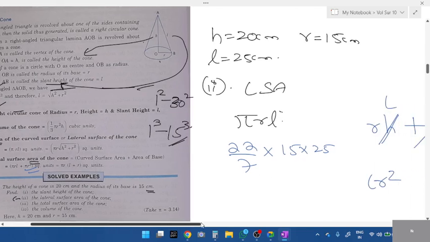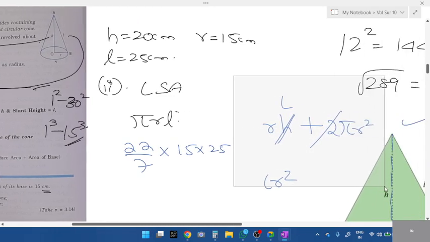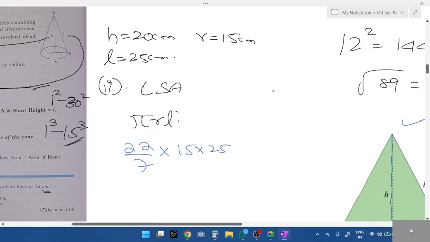And pi has two values. What are the two values pi has? 22 by 7, and what is the decimal value for pi? 22 by 7 is a fraction. What is the decimal value, students? 3.14.